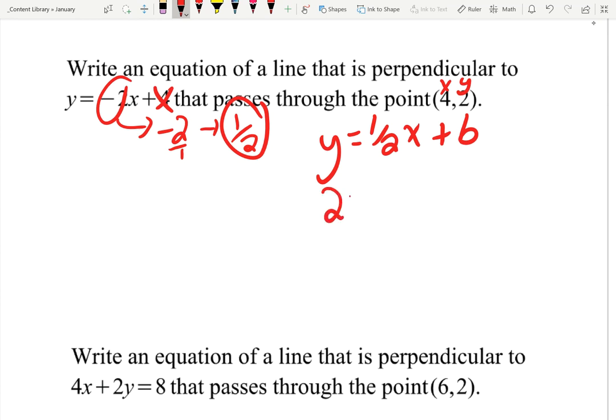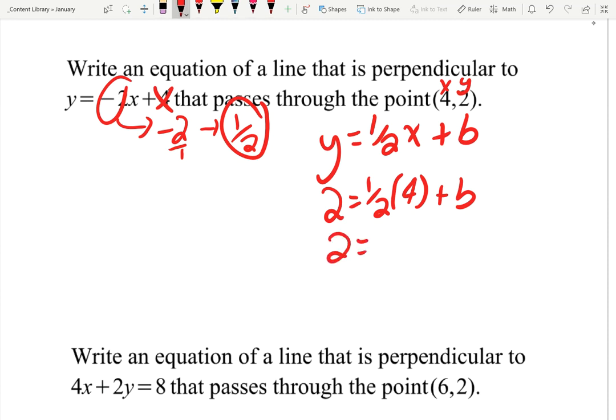So we're going to plug the 2 in for the y. We're going to plug 4 in for the x. And then solve for b. Now we do have a fraction, but this is okay. I mean, half of 4, this could be harder. Half of 4 is 2.